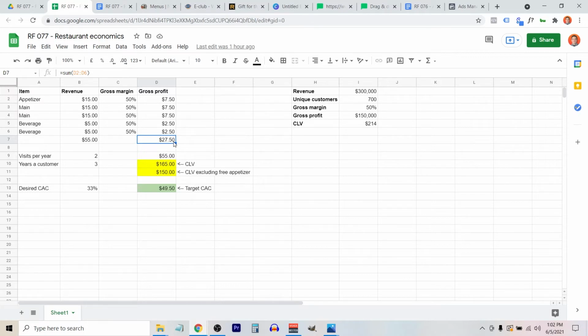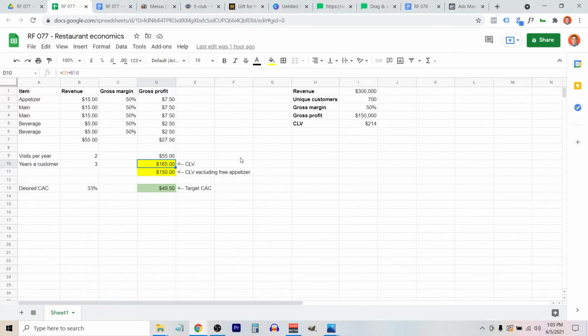Now let's say on average they come back and visit twice per year and they remain a customer for 3 total years. So that means every year you're going to be earning a gross profit of $55 every time that paying customer comes back. Over their lifetime, they're going to give you $165 of gross profit. So this is their customer lifetime value. It's the gross profit you're going to earn on average per customer over their lifetime coming to your restaurant.